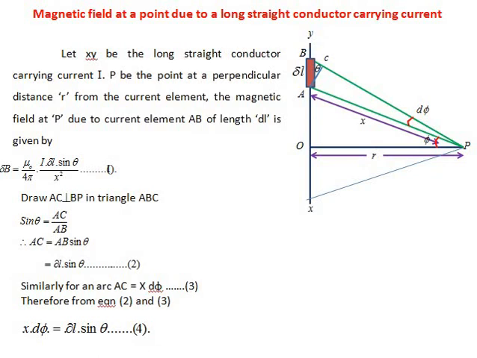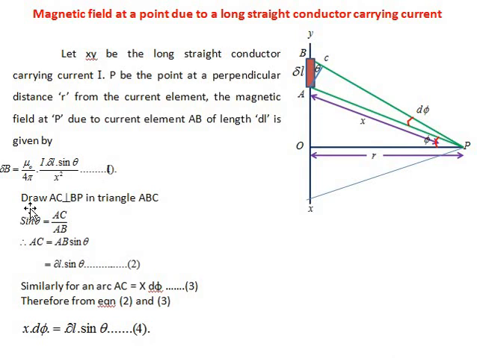P be the point at a perpendicular distance r from the current element, and the magnetic field at P due to the current element AB of length dl is given by, from Biot-Savart's law we directly take, dB is equal to mu naught by 4 pi I dl sin theta divided by x square. So call this equation number 1.